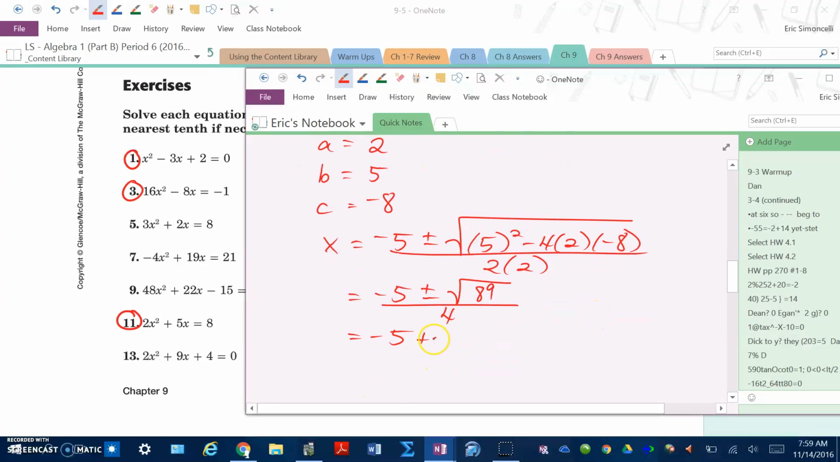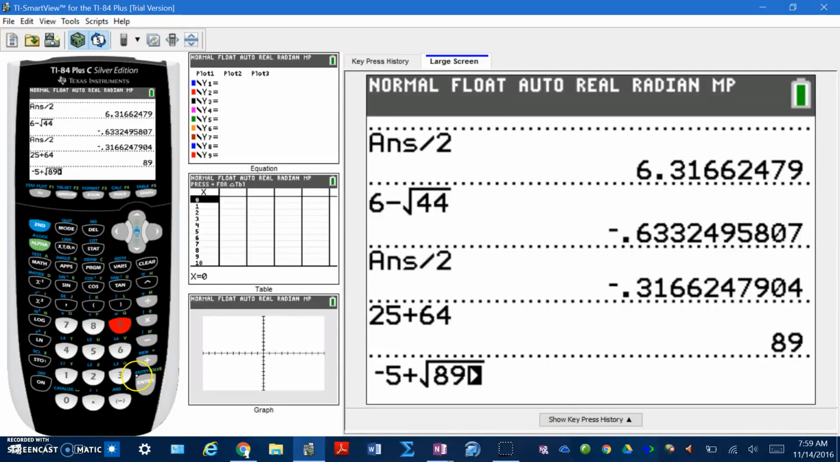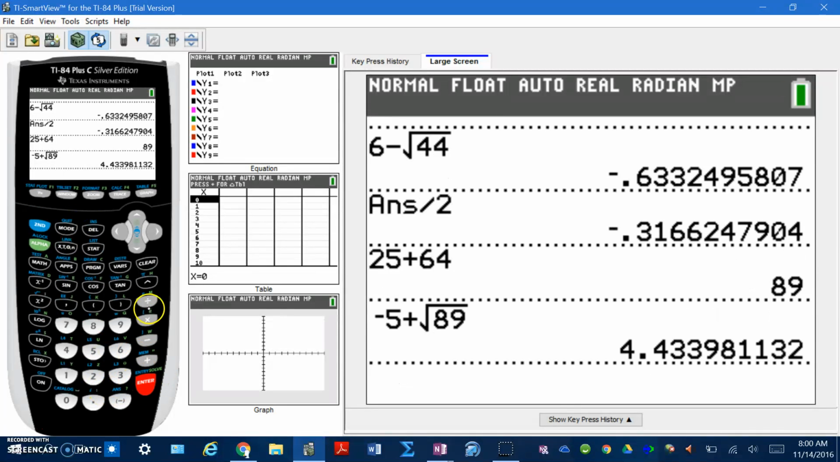So there's one and here's the other. Negative 5 plus root 89 over 4, and negative 5 minus root 89 over 4. You'll definitely need to type this into a calculator. Again, 89 not a perfect square. So we'll do that. I could type it in all at once, but I'll just show you the progression steps.